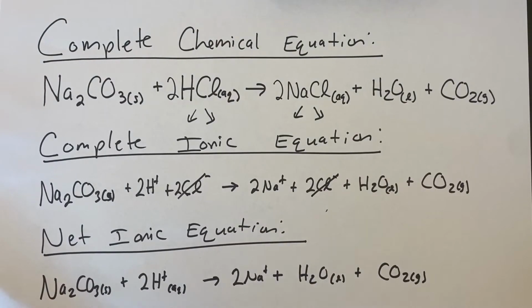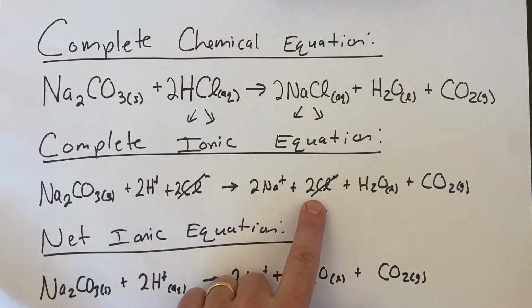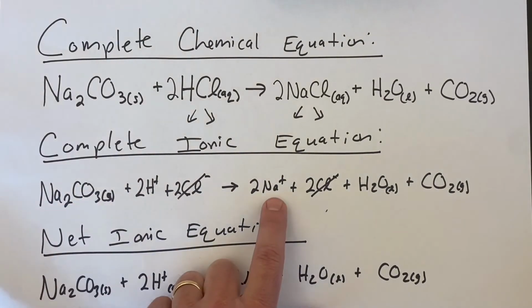In this reaction, there really only was one spectator ion, and that was the chloride ions. There's 2 of them that started by themselves and ended up by themselves, and so we got rid of them. Everything else actually changed during the reaction. The sodium started out as a solid and ended up aqueous.